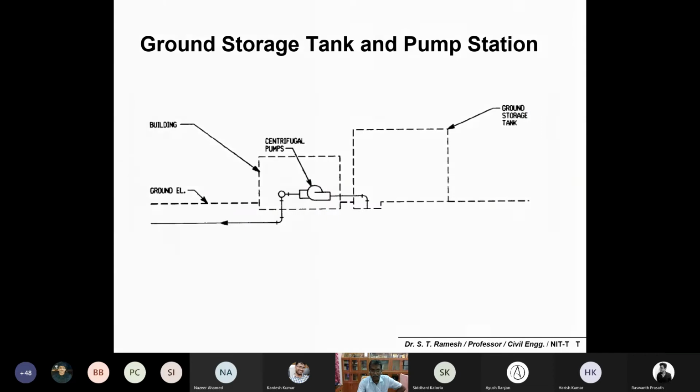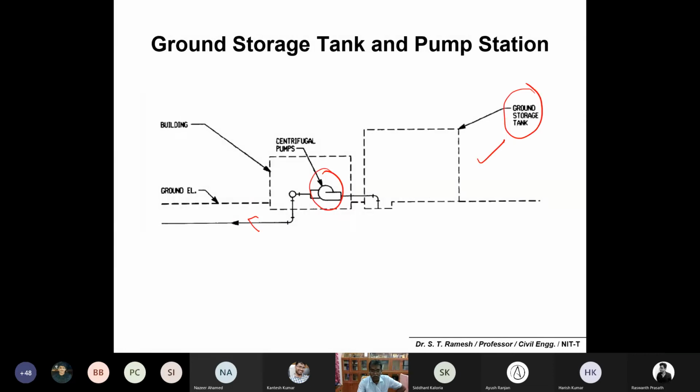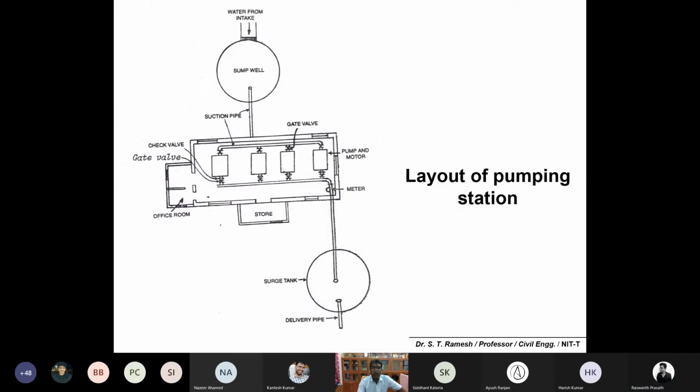Is it okay? So one is below the ground, another is above the ground: ground storage tank with pumping station. Is it fine? Yes, sir. This is the typical layout of a pumping station. Please look into it very seriously.